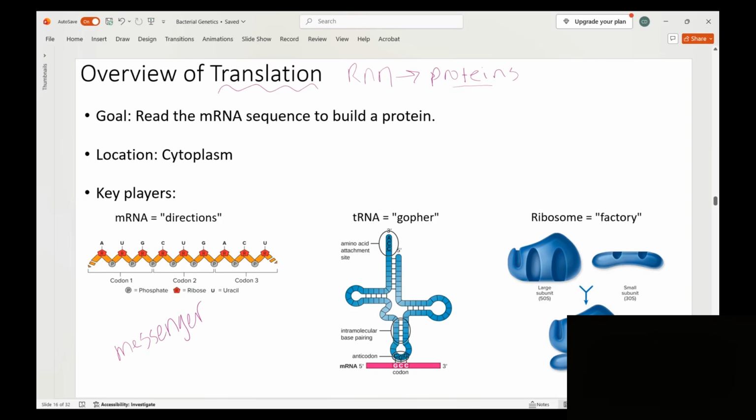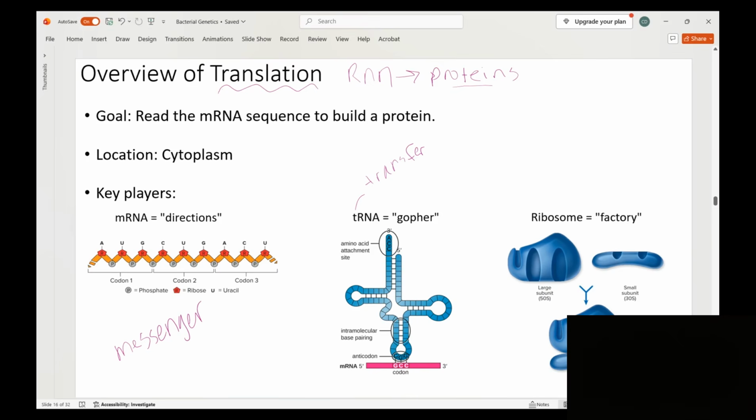The tRNA, and the T stands for transfer, because the tRNA is the gopher that's going to say, oh, okay, we need this amino acid first. Let me go find it in the cell and bring it to this place so we can build the protein. Okay, so the tRNA is the gopher that's going out and finding the amino acid that's needed and bringing it to the site where proteins are built.